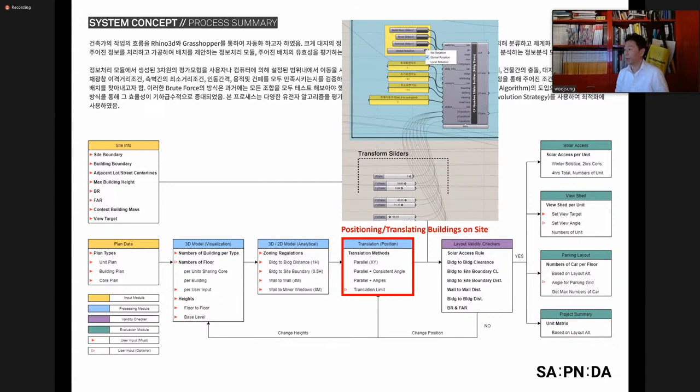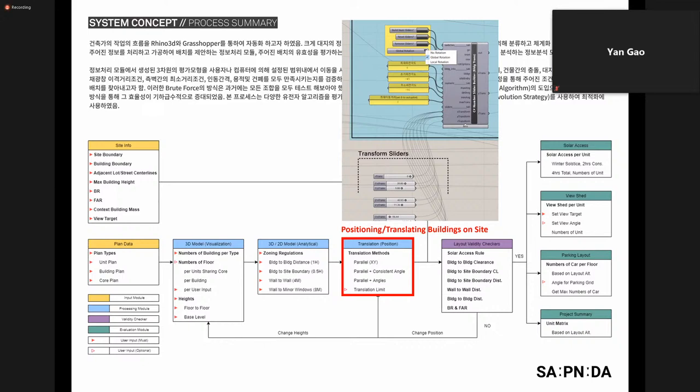And then in the next step, you set the translation method, by which I mean the way you move your buildings within your site boundary. There are three methods for this. You can move your buildings in the XY plane in parallel, or you can rotate them in a consistent fashion altogether, or you can set angles for each building separately if you want.